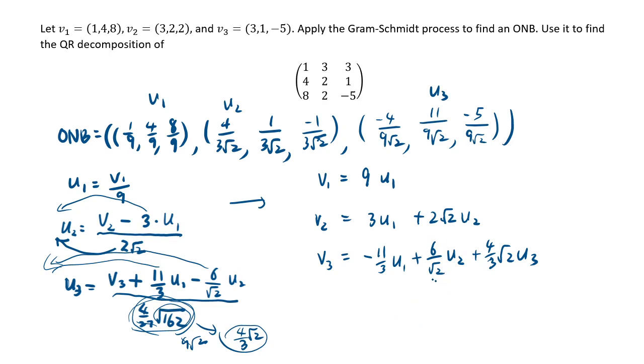Now it's up to you to rationalize the denominator. If you rationalize the denominator by multiplying radical 2 top and bottom, the denominator becomes 2, so that this becomes 3 times radical 2. So actually, let's do that. Let's rewrite this one as 3 radical 2. And then now all you have to do is put this into matrix form.